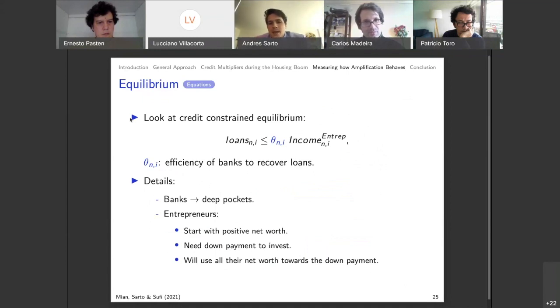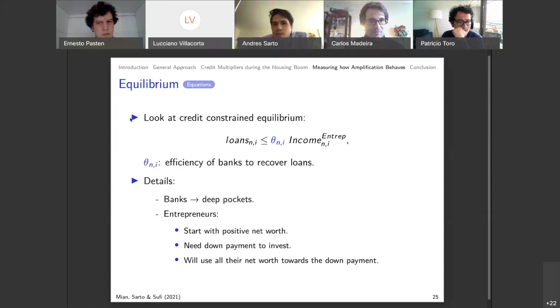The framework is standard in the sense that entrepreneurs start with some positive net worth. They need some down payment to invest, and they use all of their net worth towards the down payment on the asset. The bankers have deep pockets, so they're not interesting in a sense. They just provide all of the resources that entrepreneurs ask for, up to a credit limit.